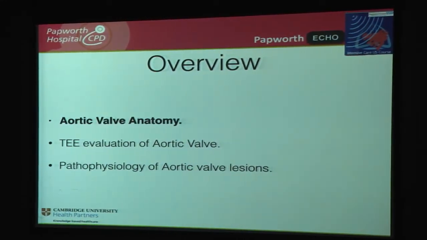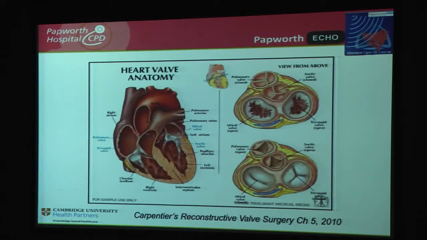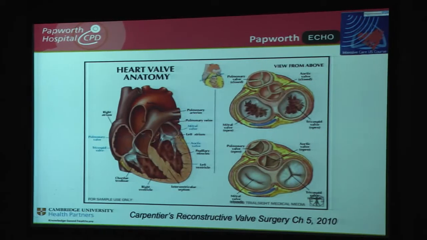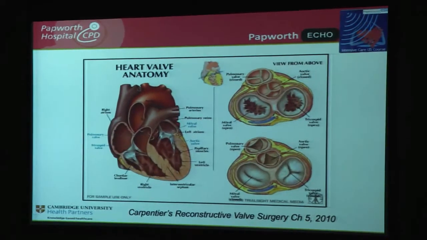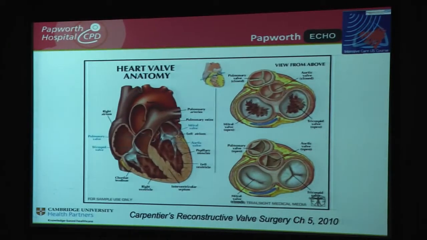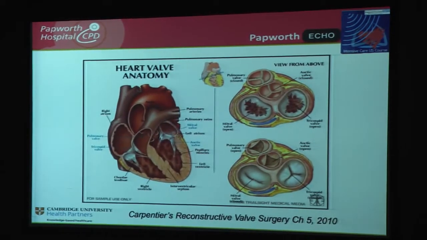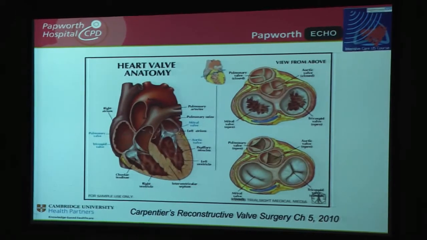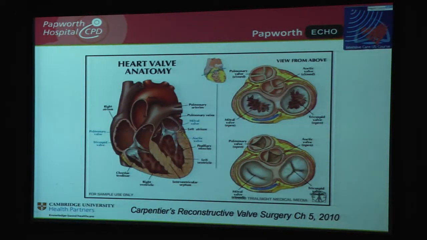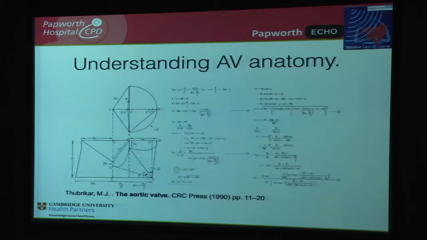So moving on to aortic valve anatomy. Most of you from first year medical school will remember this diagram. So just a quick reminder, the heart has two semilunar valves and two atrioventricular valves, and if you look at the anatomy of the aortic valve, it sits posteriorly to the pulmonary valve. It has three cusps normally, the right coronary, the left coronary, and the non-coronary cusp, and it sits just anterior to the mitral valve.